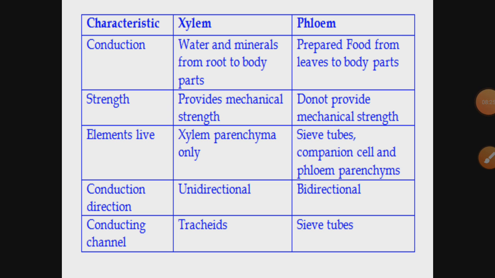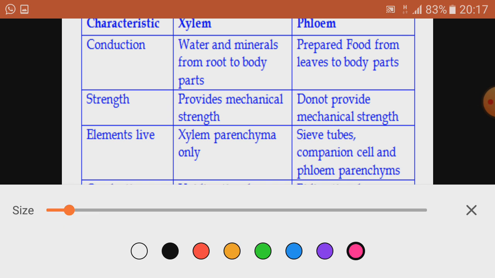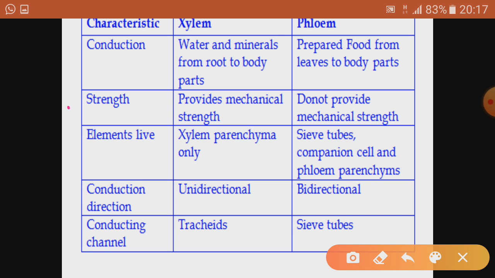Now the next topic is a very important topic: the difference between xylem and phloem. The first characteristic is conduction. Xylem helps in conduction of water and dissolved minerals from root to leaves, and phloem helps in conduction of food, which is prepared in the leaves, to all body parts. Is this point clear to you? Okay, so the next one is strength.